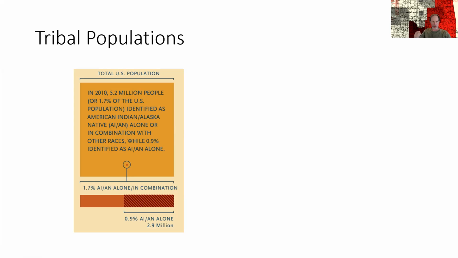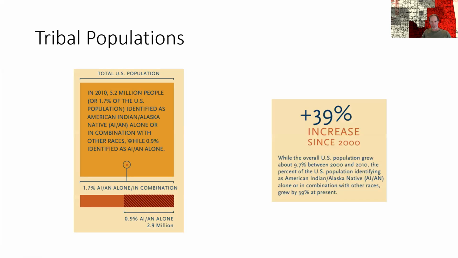So you could check one box as American Indian or Alaskan Native, or you could also check other boxes. And then just about 1% identified as American Indian or Alaskan Native alone. So that's a pretty small percentage of the total U.S. population, but this is a population that's growing. It was almost a 40% increase from 2000.